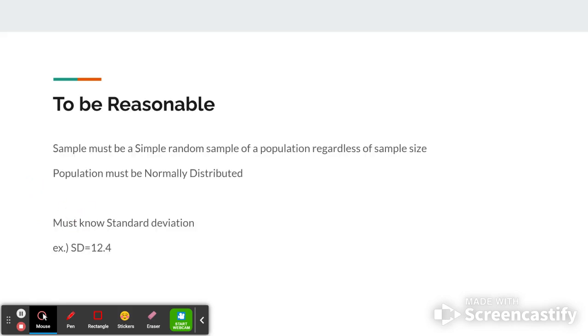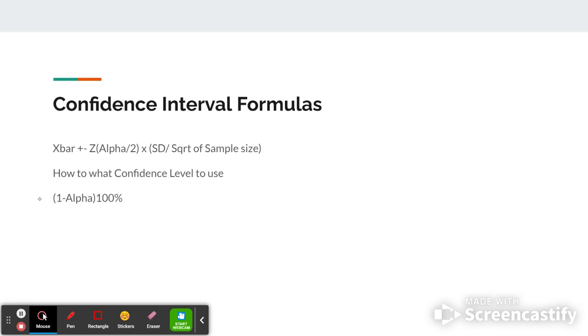And so to be able to actually perform a confidence interval for a population mean, it must satisfy a couple of qualities. The sample must be a simple random sample of a population, regardless of sample size. The population must be normally distributed, and you must know the standard deviation. So I've gone ahead and listed the standard deviation that I will be using, 12.4.